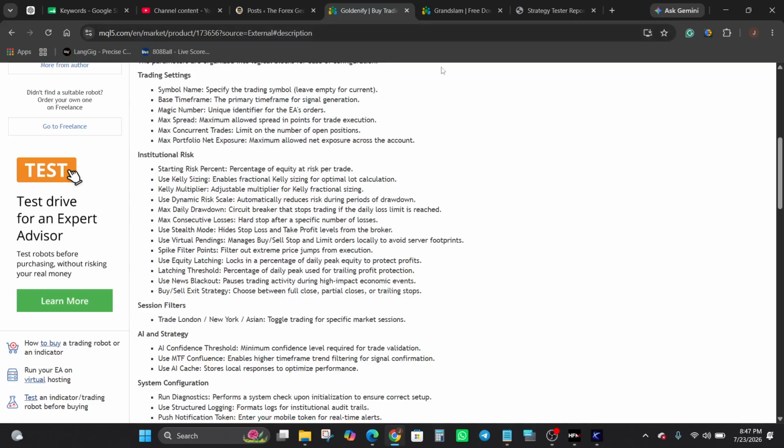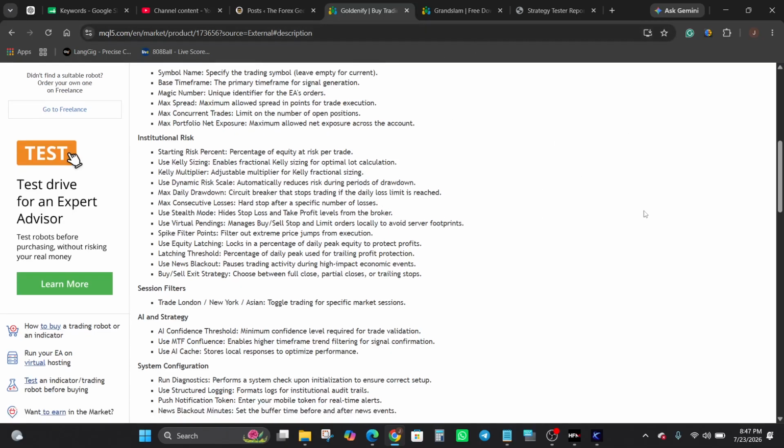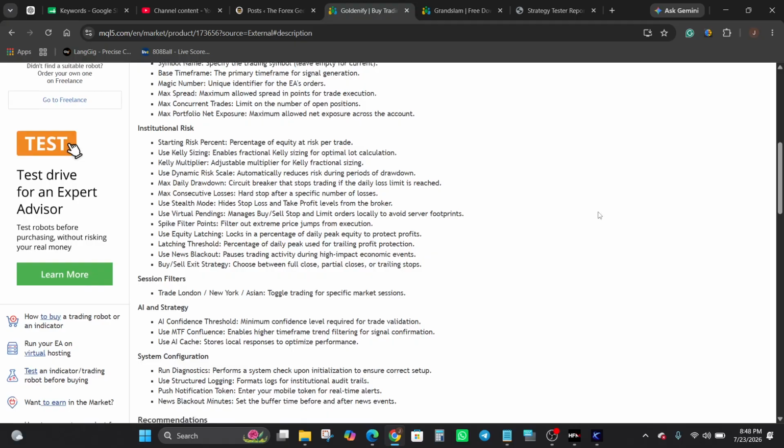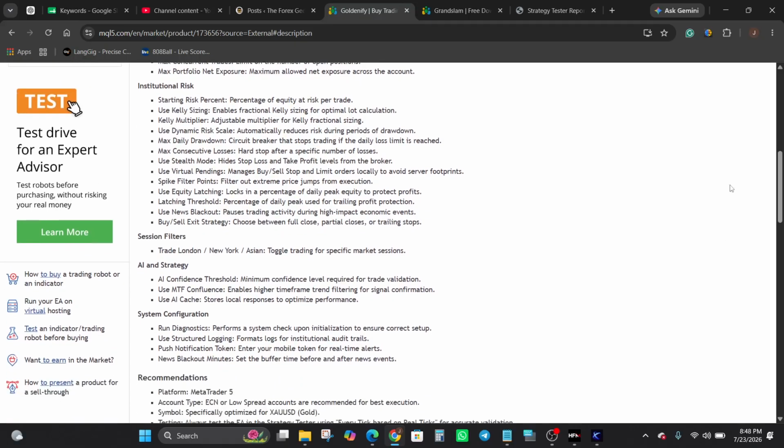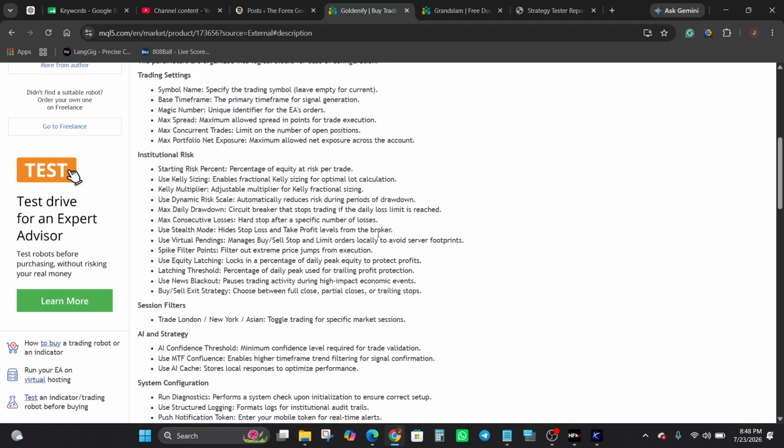Now, there are also built-in session filters for London, New York, and Asian sessions, an optional news blackout filter, and an AI section with configurable confidence thresholds and multi-time frame trend filtering.